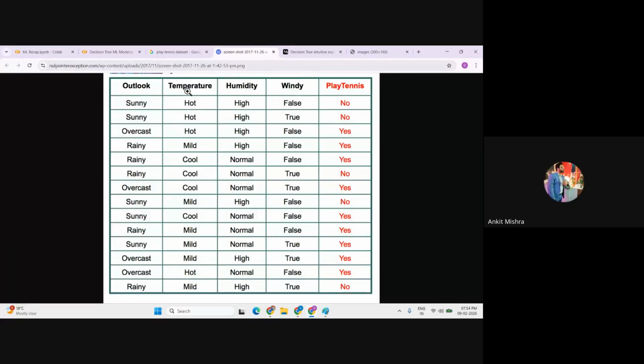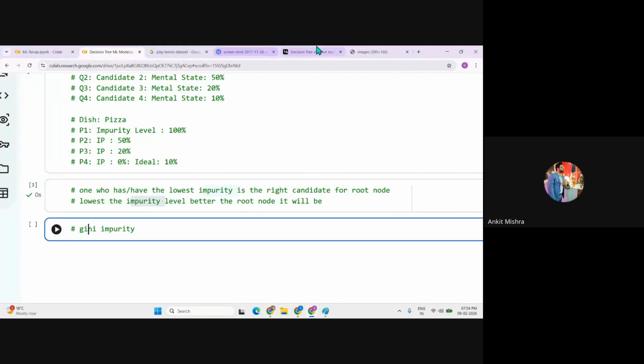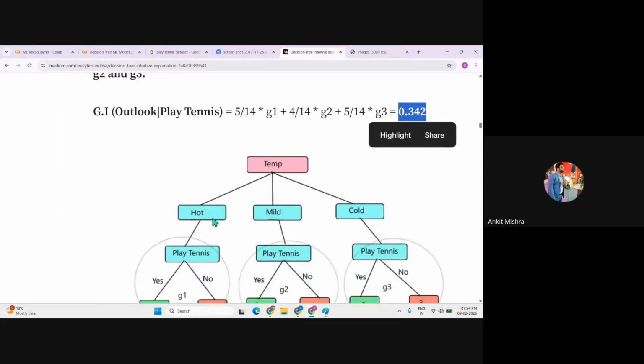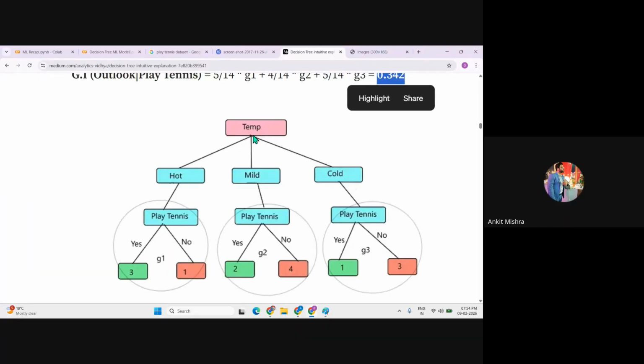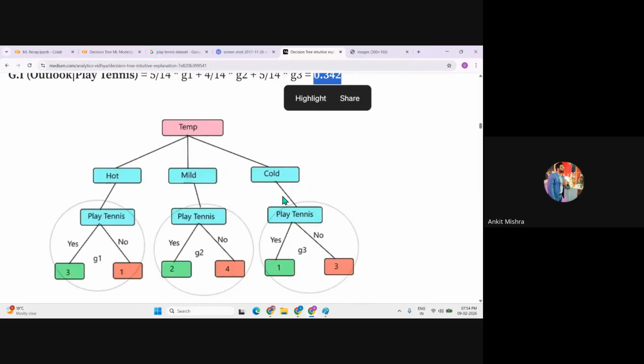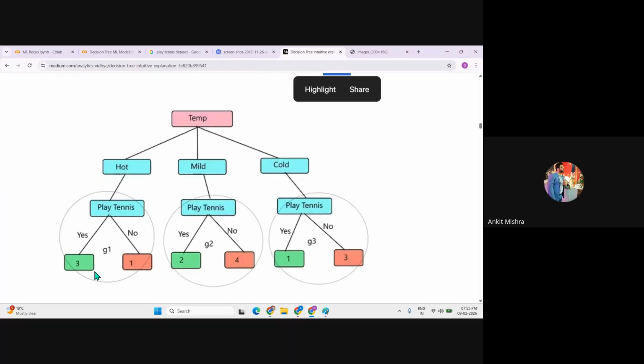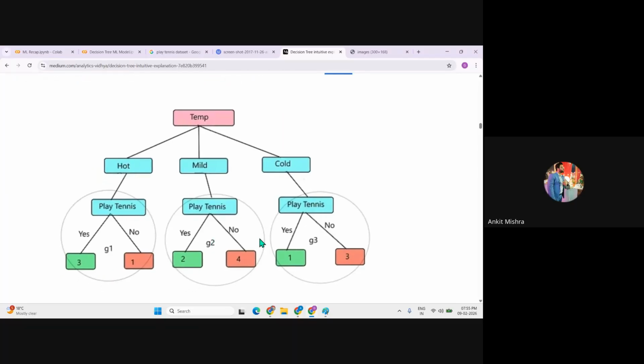Now we know that the second column is temperature, and inside this temperature we are getting unique values: hot, mild, and cool. So let's divide this into 3 different decision nodes: hot, mild, and cold. If the temperature is hot, the player will play tennis 3 times and will not play 1 time. When the temperature is mild, the player will not play tennis 4 times and will play 2 times. When the temperature is cold, the player will play tennis 1 time and will not play 3 times. Now again, you need to calculate the Gini index for G1, G2, and G3.